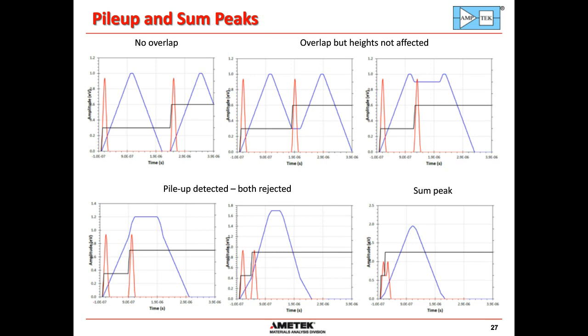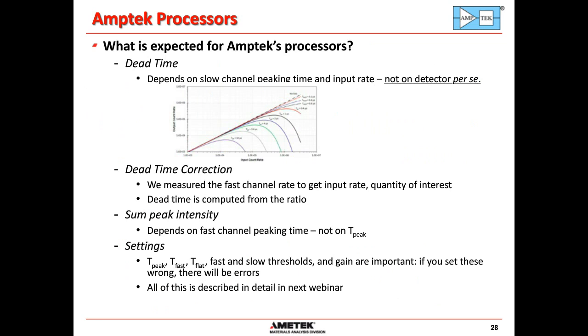So processors have a dead time. The plot here shows the dead time versus input rate for various peaking times, and again, it depends on the slow channel peaking time, not on the detector per se. For the dead time correction, we use the measured fast channel to determine the input rate, and these are the key parameters that talk about this. In the next webinar, I will really discuss how to optimize these settings to get the best performance.